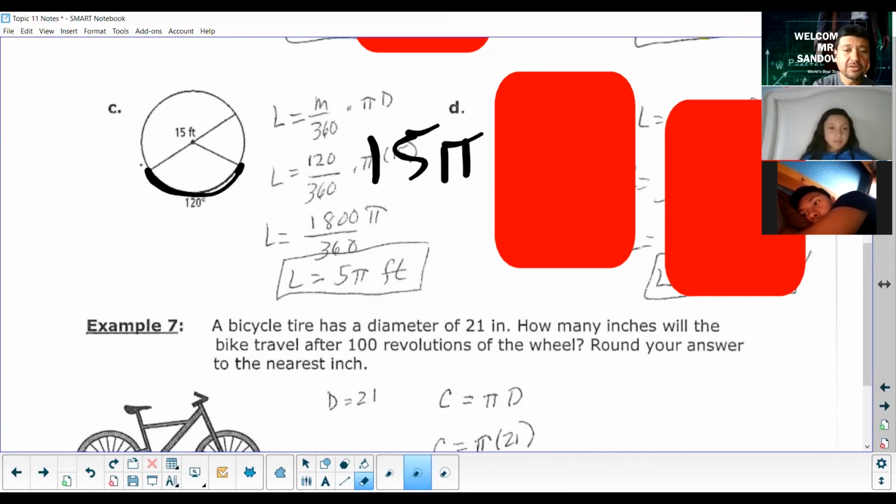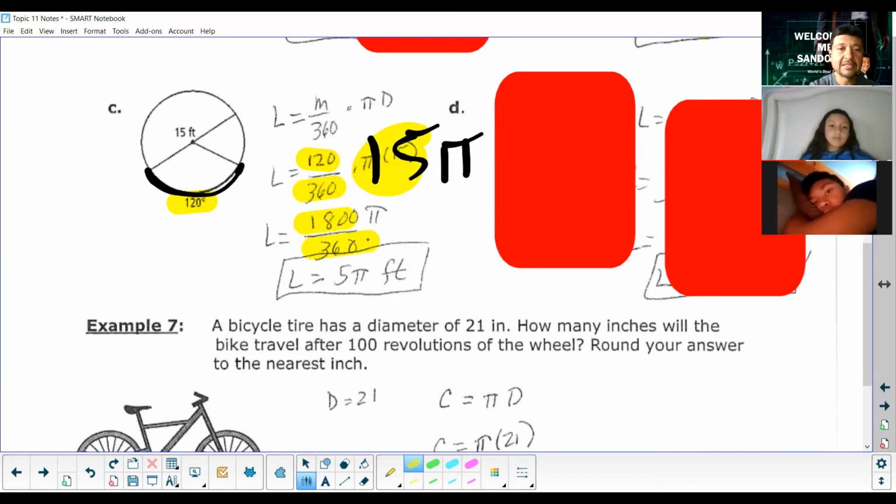So you see this 120 right here? I'm going to take that 120 and place it here and divide it by 360. This is like a third, almost like a pizza. You only take a third of a pizza slice. That's exactly what it means. So 120 times 15 is 1,800. And then 1,800 divided by 360 is 5. 5 pi. Okay, good.